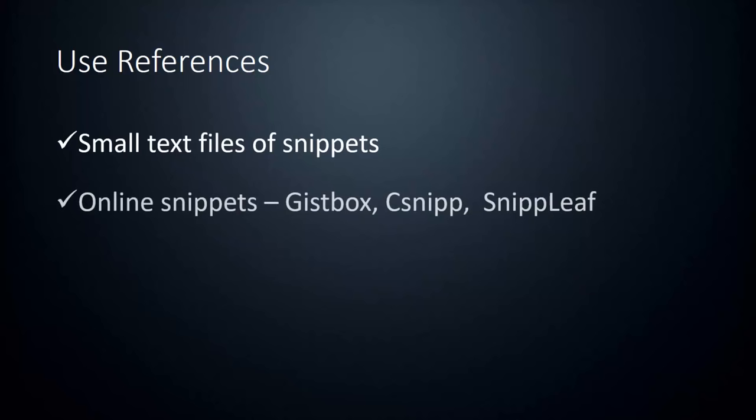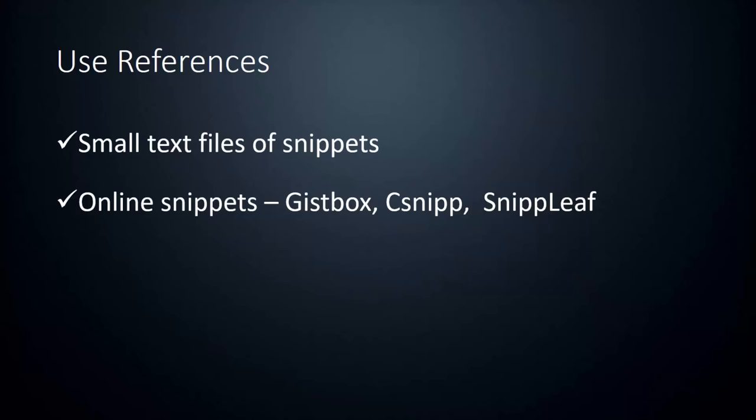Okay, there's also a lot of online tools that you can use to store and look up snippets. Gistbox is a really popular one. You just need a GitHub account and you can sign up for free. You can categorize snippets into color-coded folders, and you can label them, search for them, and so on.